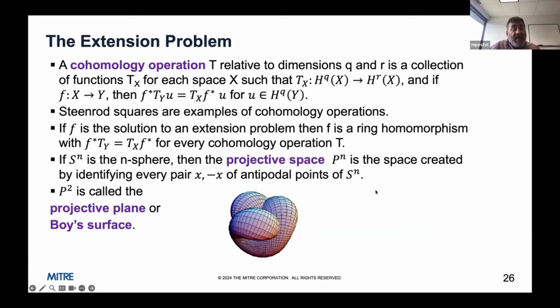In an n-sphere, we have a projective space Pn, which is what you get when you identify all the antipodal points x and minus x of the sphere Sn. So P2 is not only called the real projective plane, also called Boy's surface. You could also make one of these by taking a strip of paper, twisting one end like a Mobius strip, but then twisting the top end also. And here's a three-dimensional projection of this thing. So kind of scary looking.